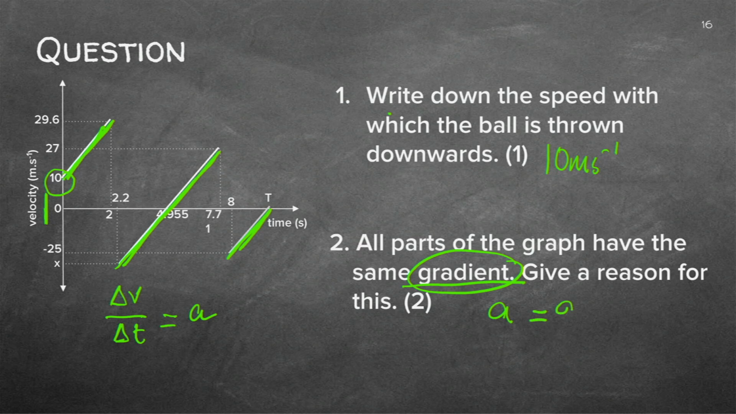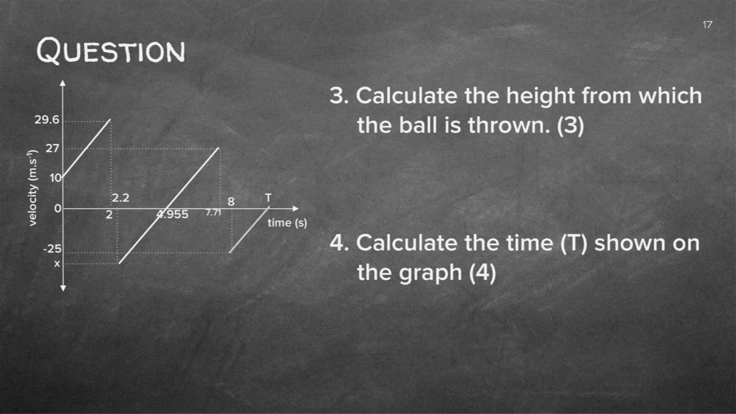Because the acceleration in all cases will be 9.8 meters per second squared, which is due to gravity. 3. Calculate the height from which the ball is thrown. Now, there are 2 ways that you can calculate the height. This is the height, because this is when it hit the ground at the bottom. So I can do a first calculation by saying delta y equals v_i delta t plus half a delta t squared.